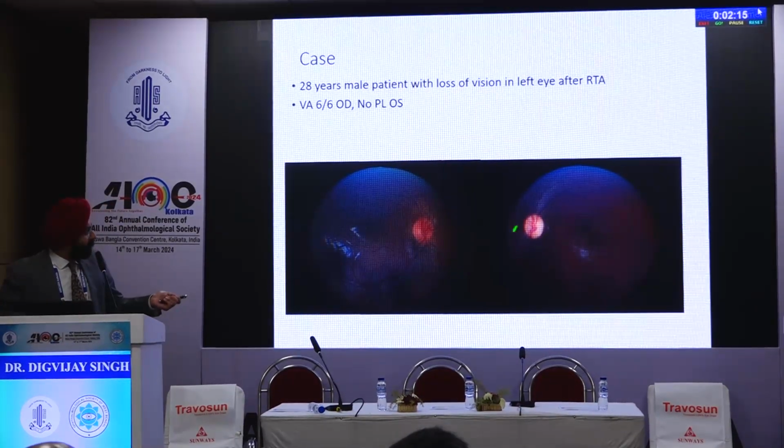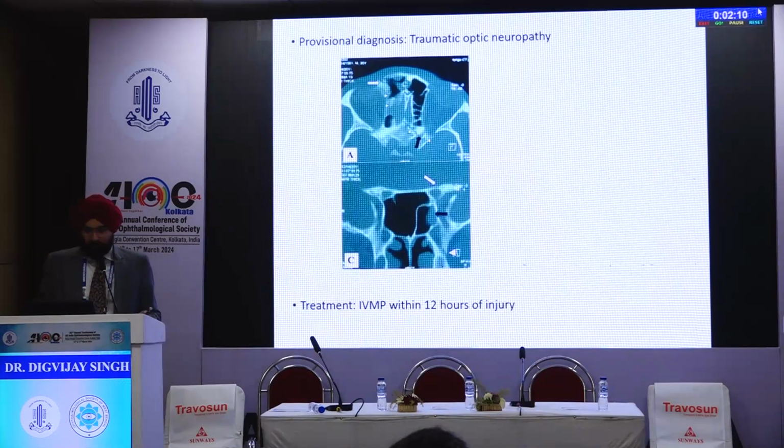Here we are showing a young patient who had an injury. Initially the fundus appeared normal, of course slightly pale here because this picture was taken a bit later down the line, but you could see that there was a fracture inside on the orbit, and this was a case of traumatic optic neuropathy. Needs to be treated early for the best outcome.